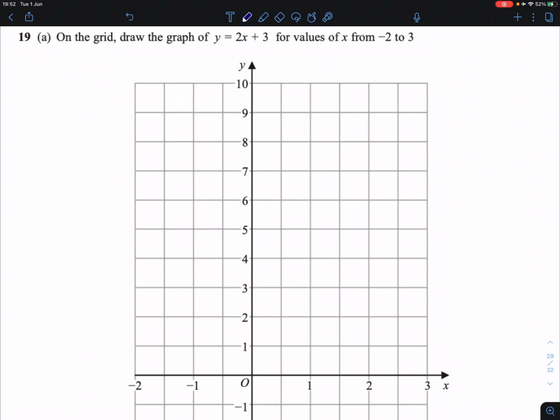Question 19. On the grid, draw the graph of y equals 2x plus 3 for the values x from minus 2 to 3. So there's many ways you can do this. The quick way of sketching the equation of a straight line is first of all to identify where it crosses the y-axis. So that's that point there.